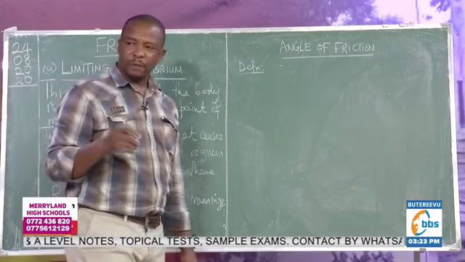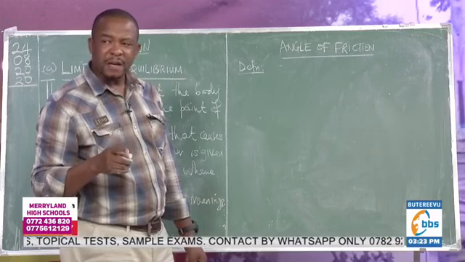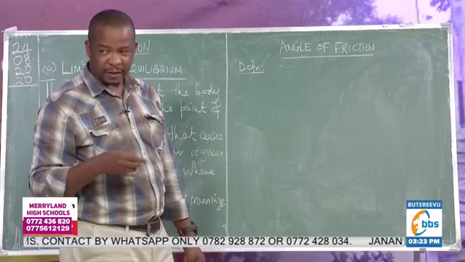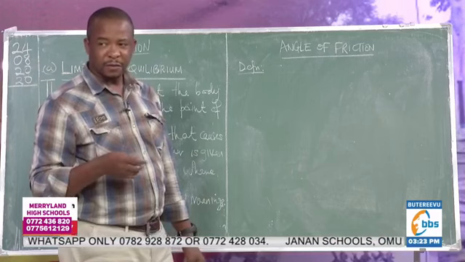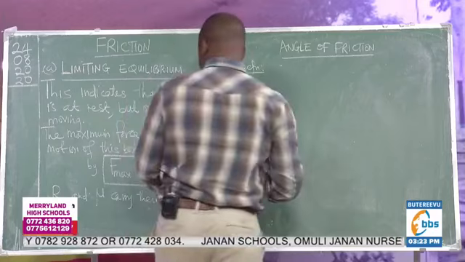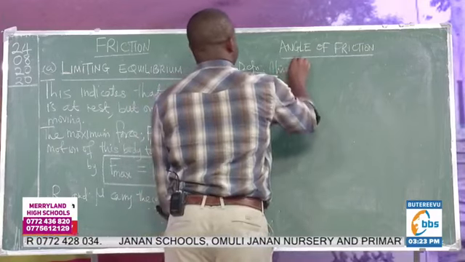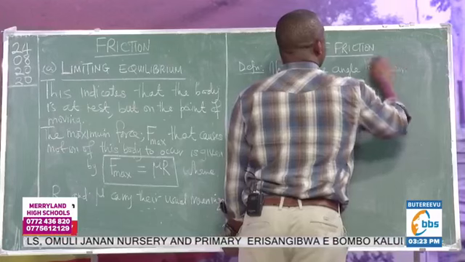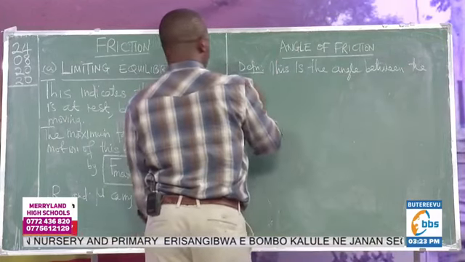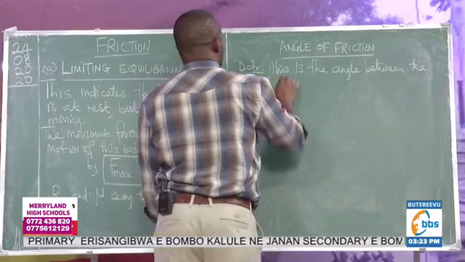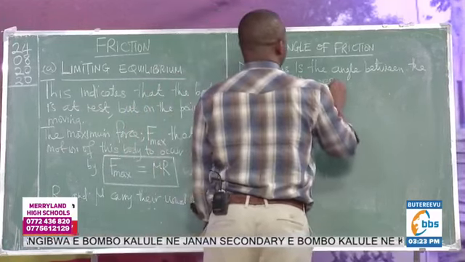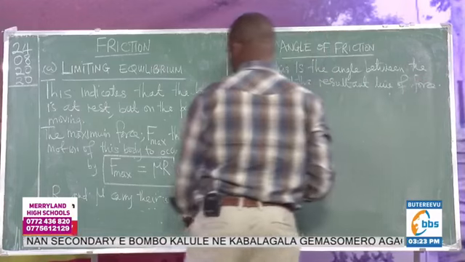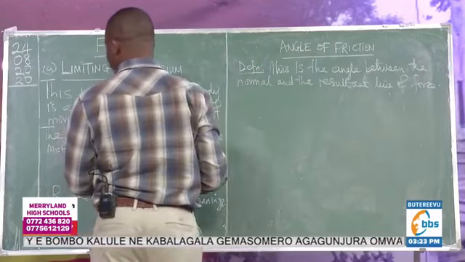Now, the angle of friction is basically the angle that is made between the normal and the resultant line of force, or the resultant line. It does not necessarily mean it will always be force, but here we shall majorly be dealing with force. So we can say that this is the angle between the normal and the resultant line of force.